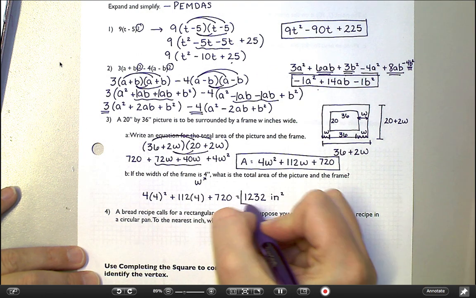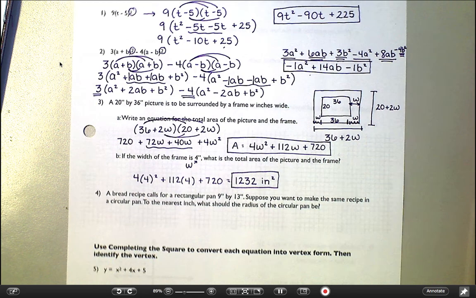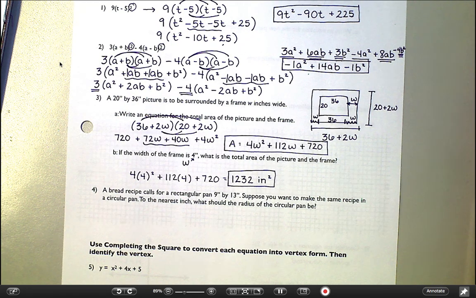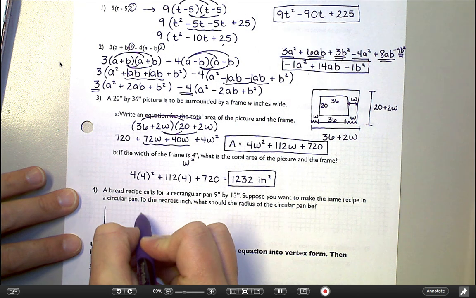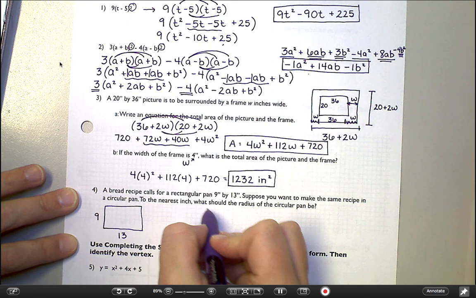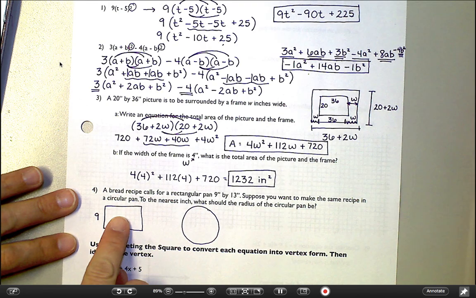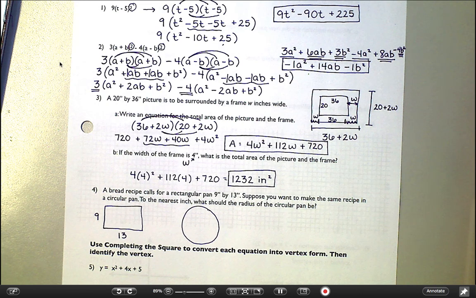Okay. All right, let's look at number 4. A bread recipe calls for a rectangular pan 9 by 13. We want to put the same recipe in a circular pan. It should say that the pans are the same depth, but we won't worry about that. To the nearest inch, what should the radius of the circular pan be? Okay, so here's the idea: we have this rectangular pan that is 9 by 13. And then we have this round pan. And we want to be able to fit the same amount of stuff in here as we do in here, okay? So really what we're talking about here is area.